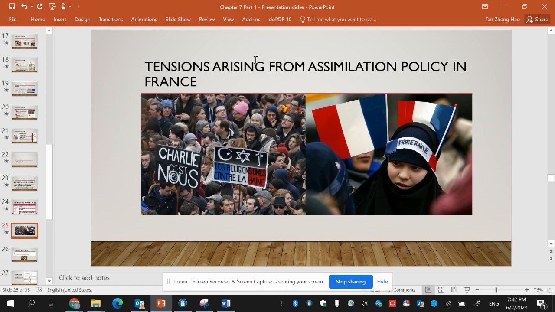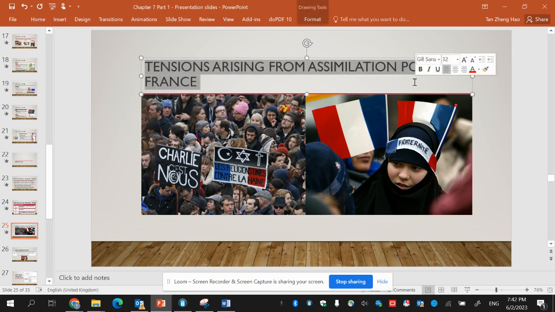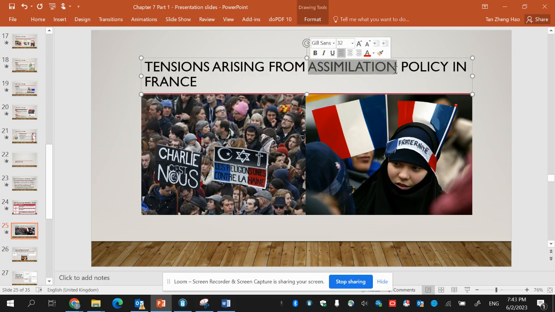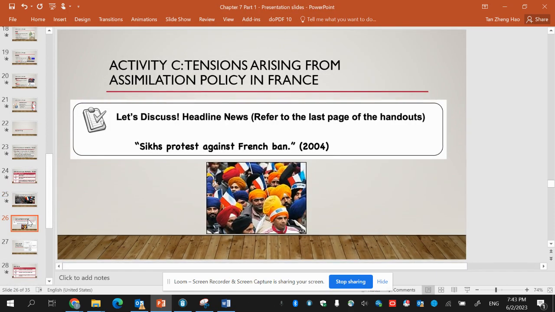So there continues to be a lot of tension and resistance. France wants everyone to give up their religious attire in public so that everyone will look French, but not everyone is willing to follow the policy of assimilation where everyone becomes one and the same. All right, so there is always a problem.